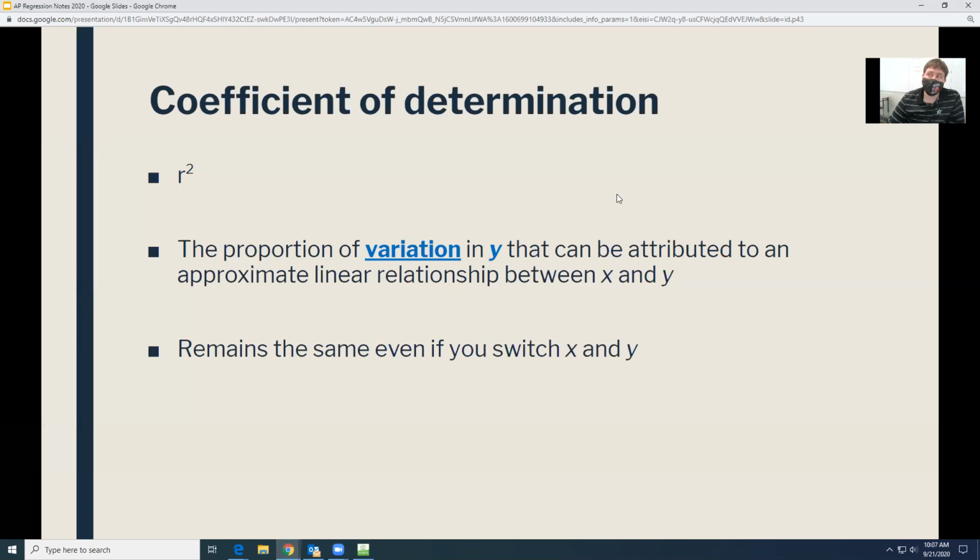It remains the same, just like last time, if we switch our X and Y, and it's also non-resistant, meaning it's affected by outliers. If outliers get bigger, then the variation gets bigger, which means the coefficient of determination gets bigger.